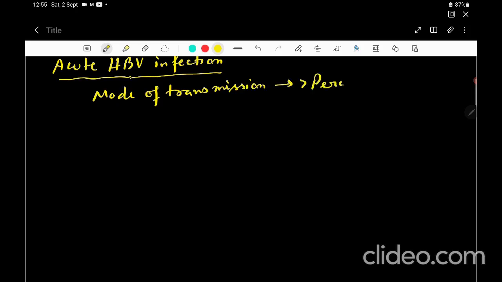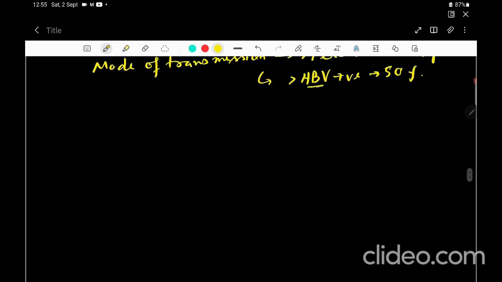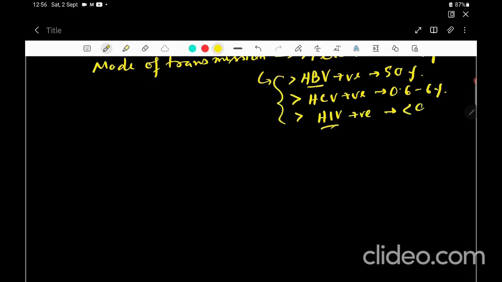Percutaneous exposure. Now in this percutaneous exposure, the chance of HBV, hepatitis B, being positive is 50%. The chance of HCV being positive is around 0.6 to 6%, and the chance of HIV, this is just a synopsis I am giving, of being positive can be less than 0.5%.